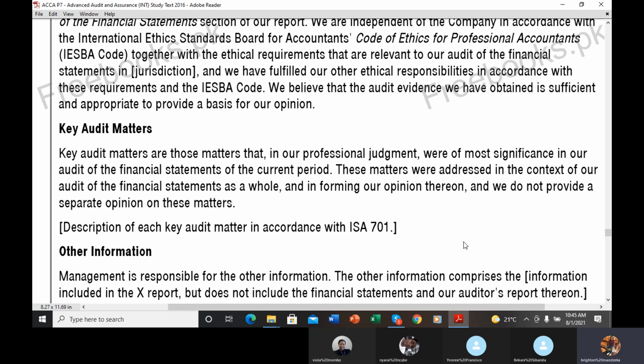What is key audit matter? You should define it. And again, you should clearly indicate that this heading does not give rise to the modification of our opinion. And finally, you should describe each key audit matter.